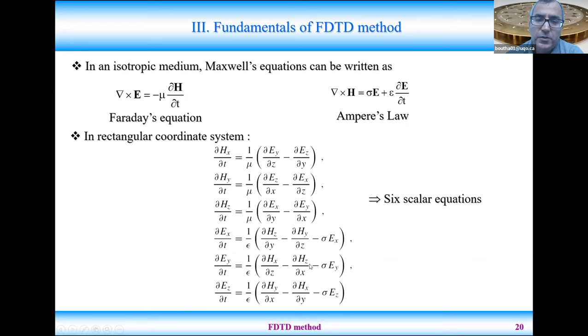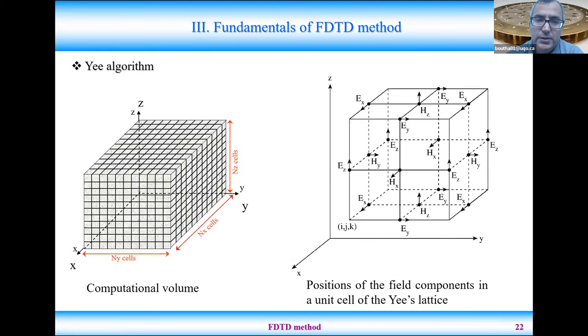If you look at all of these components, you see that to put them in one cell, they have to be at different positions. And that's what we call the Yee cell. So the Yee cell, that's the Yee algorithm. In the Yee algorithm, the space is discretized. We have NZ cells, NX cells and NY cells.